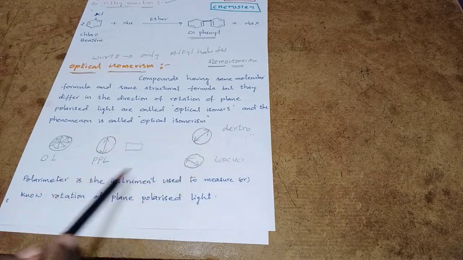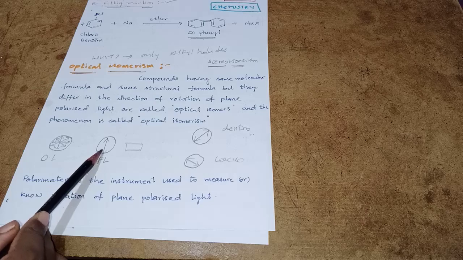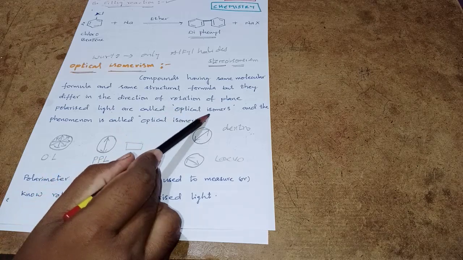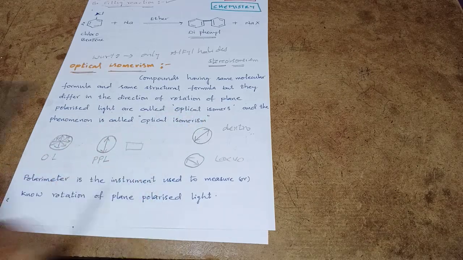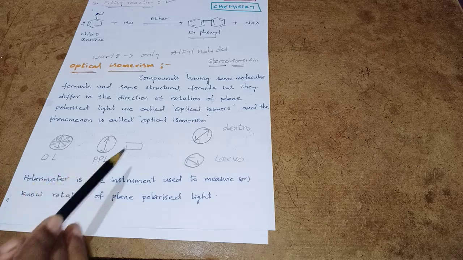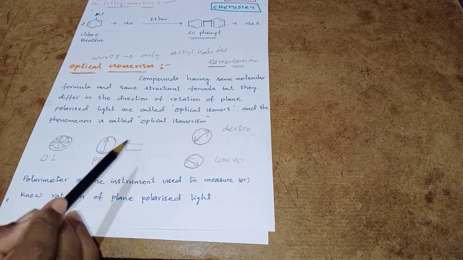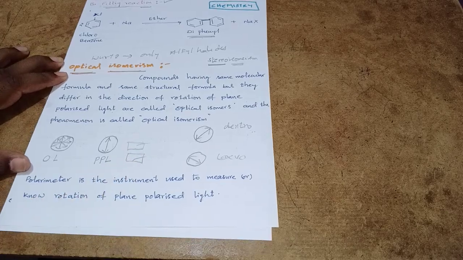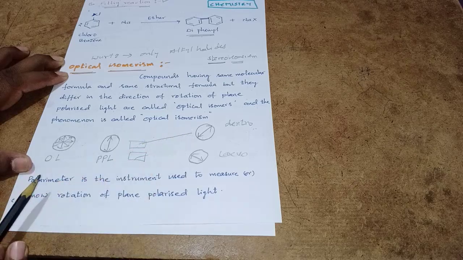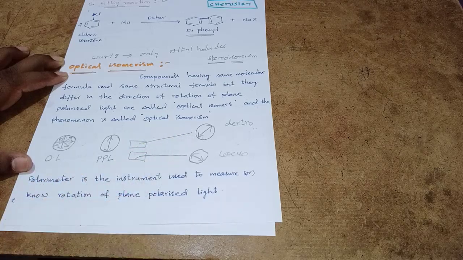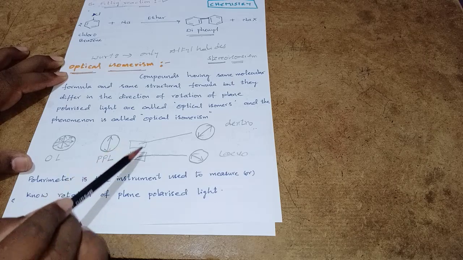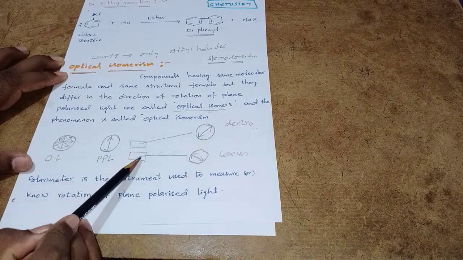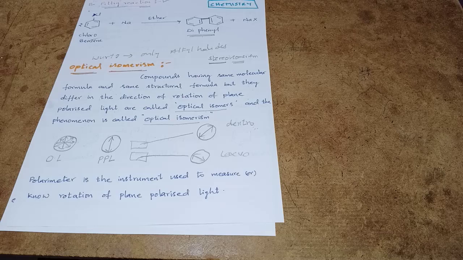See, this phenomenon, the rotation of plane polarized light by a substance, is called optical isomerism. So suppose I take two compounds having the same molecular formula and same structural formula, but one will rotate towards the right side and one will rotate towards the left side. In this manner they will be different. Such type of isomers are called optical isomers, and the phenomenon is called optical isomerism.